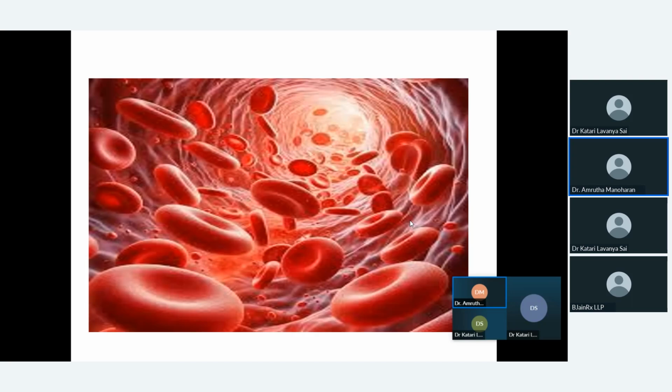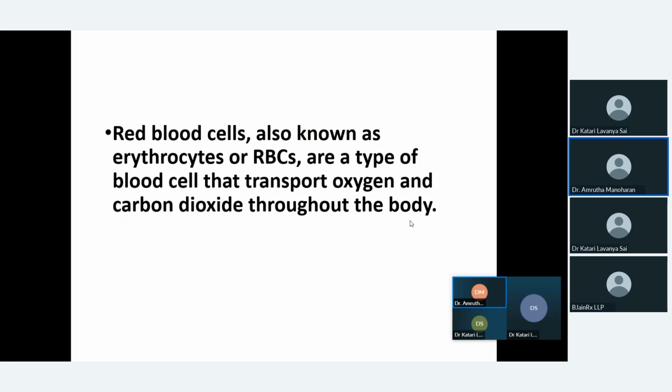So red blood cells are also known as erythrocytes or RBC. They are a type of blood cells that mainly help in the transport of oxygen and carbon dioxide throughout the body. The main function is to carry oxygen from the lungs to the body and return the carbon dioxide to the lungs to be exhaled. This is said to be simple, but it is one of the key functions of the red blood cells.